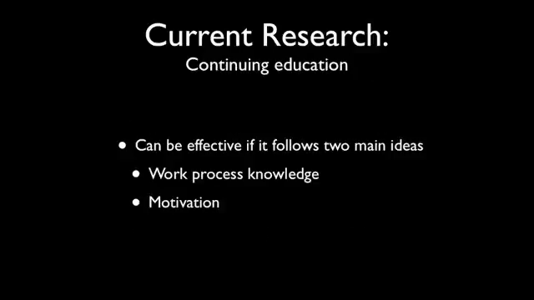Continuing education for adults in the corporate setting can be very effective if it follows two main ideas. One, striving for work process knowledge, and two, creating classes and programs that keep the worker motivated. According to Borum, 2002, the concept of work process knowledge is based on the premise that much of the knowledge that guides and supports work is created through the process of work itself, which means to possess work process knowledge implies that one has a systems level understanding of the work process in the organization as a whole.